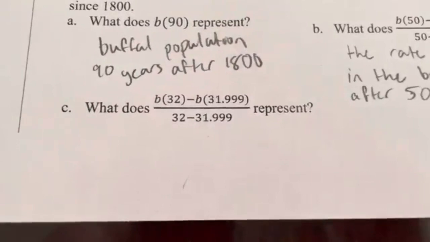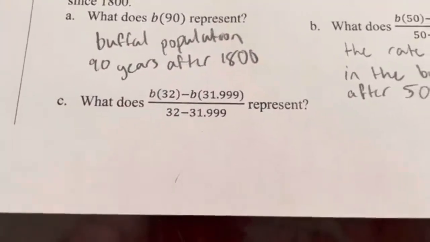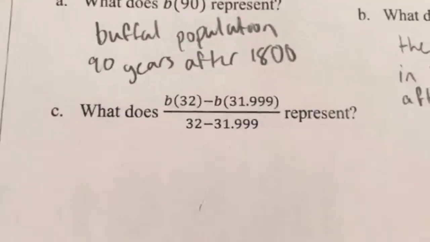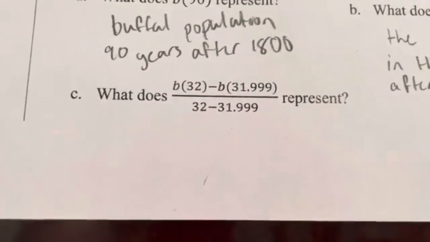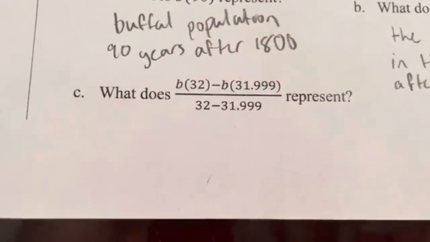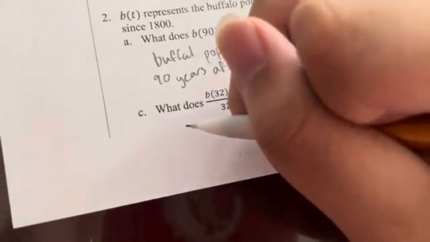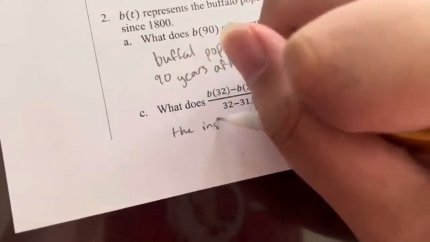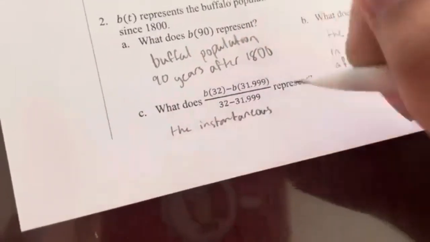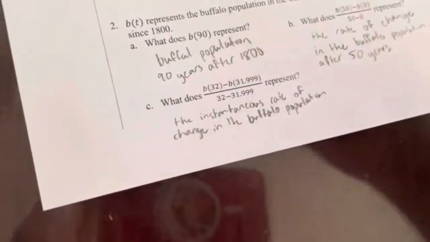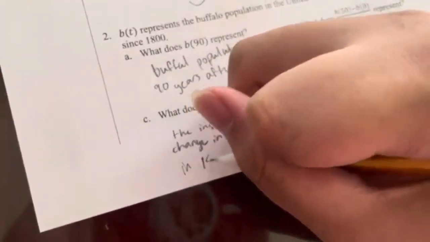So for part C, what does B of 32 minus B of 31.999 over 32 minus 31.999 represent? Because the 2 points are very close together, we know that this is about instantaneous rate of change, and these were taken off 2 points on the tangent line. So we could say that it represents the instantaneous rate of change in the buffalo population in 1832.